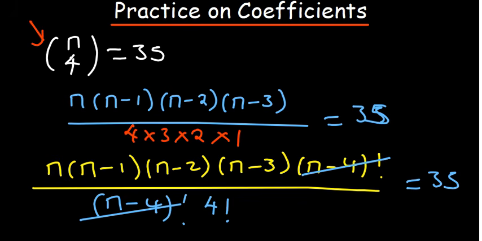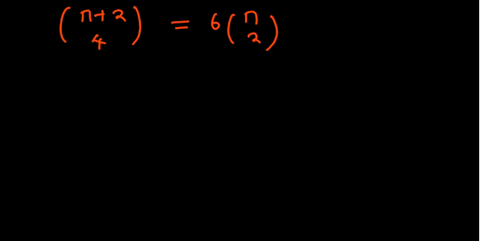Or maybe if I've gone in a complicated manner, you can try to comment your simplest way of solving this question. But I want to focus more on answering this one. N plus 2 choose 4 is equal to 6 times n choose 2.